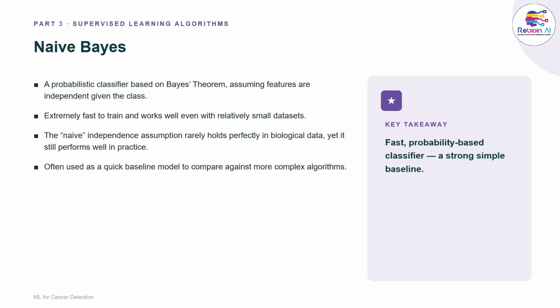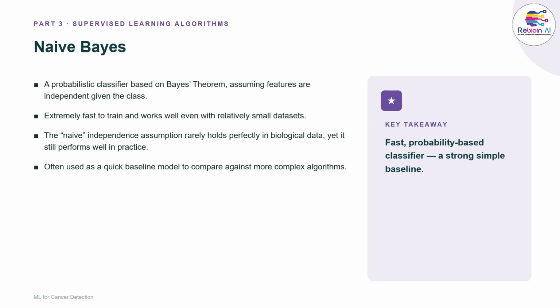flawed assumption, naive Bayes still performs remarkably well in practice, and it's extremely fast to train, yes, even on small data sets, which made it popular in early medical ML research. Because of its speed and simplicity, it's often used as a quick baseline to compare more sophisticated models against.